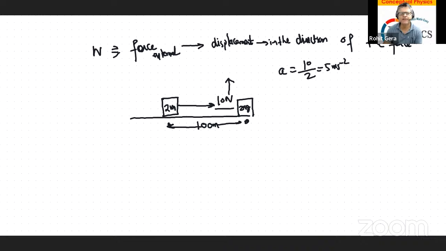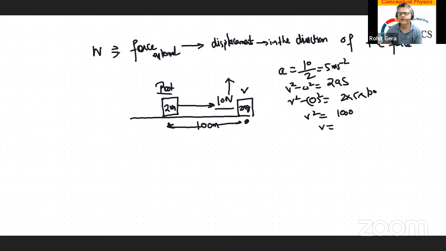How much work, and this was at rest here. Okay, and as it is accelerating, it may have some velocity depending on how much time has elapsed. So distance elapsed is 100 meters. So v square minus u square is equal to 2as. V square minus 0 square is equal to 2 into 5 into 100. V square is equal to 1000, and v is equal to 10 root 10. So you know the velocity. Okay.